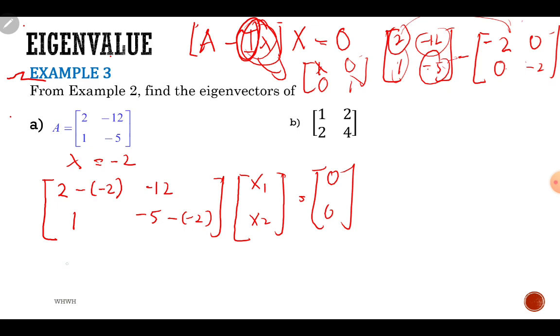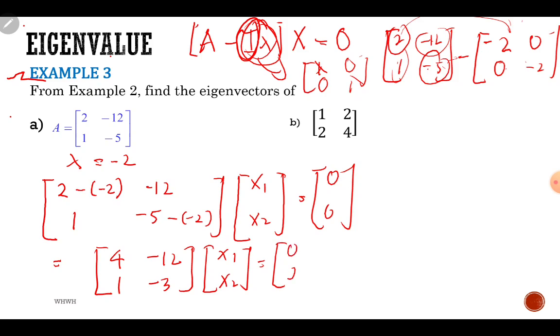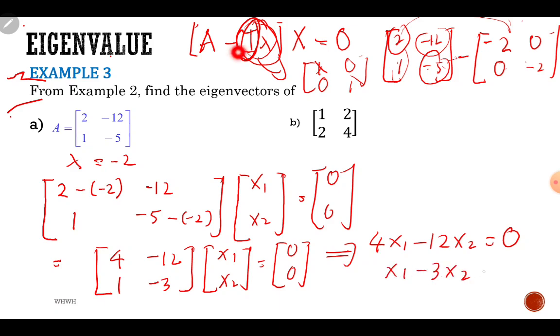Okay. So, kat sini kita akan dapat apa? 2 tolak 2. Then we will get 4. -12. 1. -5 tambah 2, we get -3. X1, X2 sama dengan 0, 0. And in here, we will get, okay, solve the matrix operation ni, we get 4x1 minus with 12x2 sama dengan 0. And we have x1 minus 3x2 equals to 0.